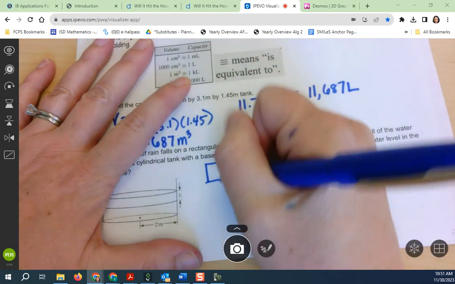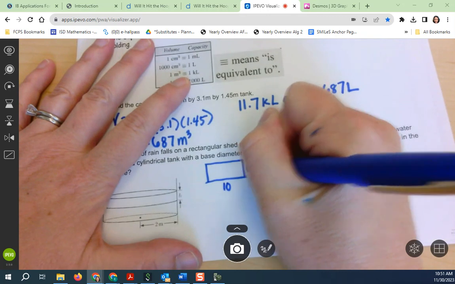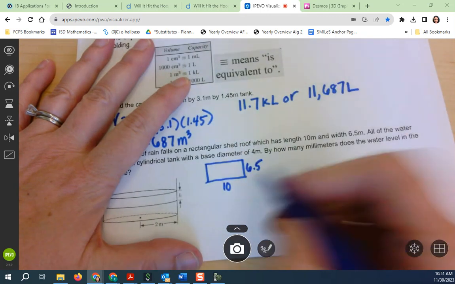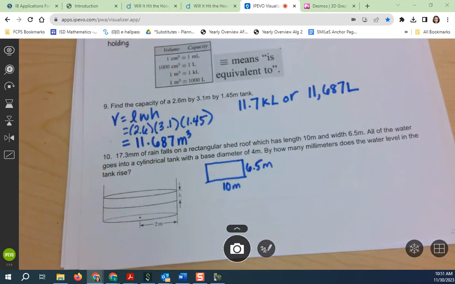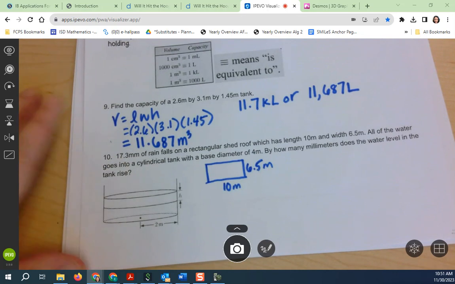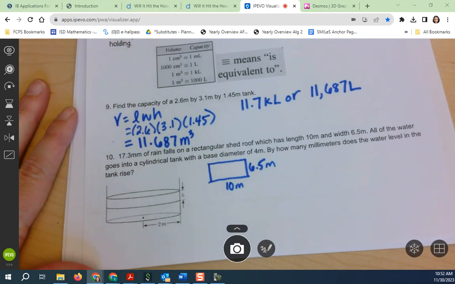So we said 10, 6.5, but it also has, that's meters, right? A height, and the height is in millimeters. How many millimeters are in a meter? 100 centimeters, because remember the word cent means 100, right? So how many millimeters? 1,000. So what we're going to do is take 17.3 and divide it by 1,000. And I believe we're going to get 0.0173.